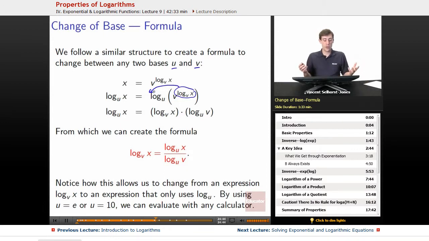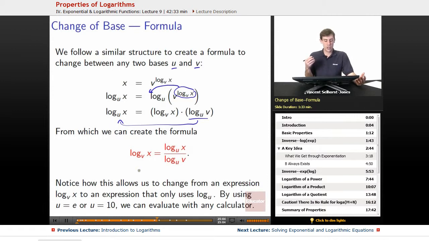At this point, we can create a formula that will have log v on one side, log u on the other side. We divide log_u v over, and we swap the order of the equation. We've got log_v x equals log_u x over log_u v. So log base u of x over log base u of v.